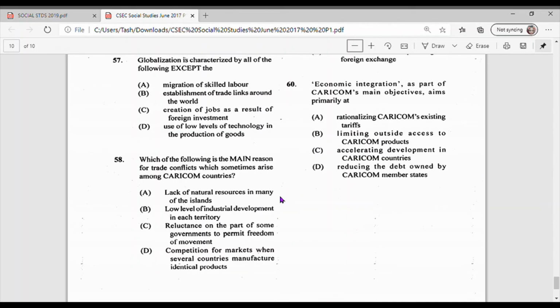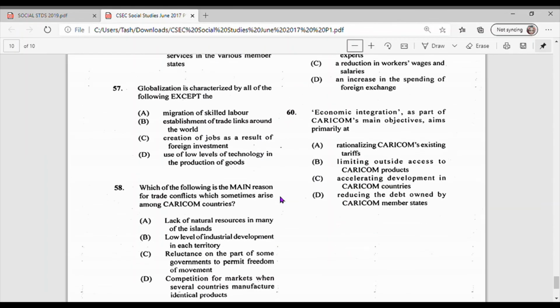Number 60. Economic integration as part of Caricom's main objectives aims primarily at rationalizing Caricom's existing tariffs, limiting outside access to Caricom products, accelerating development in Caricom countries, or reducing the debt owed by Caricom member states. Your answer for 60 would have been letter C. That's accelerating development in Caricom countries. That takes us to the end of this past paper.